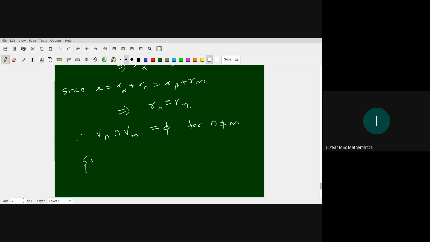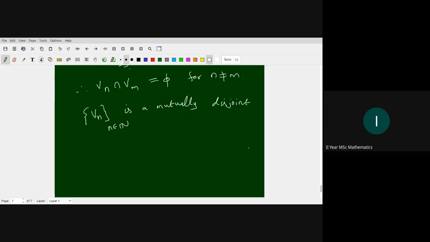Hence this Vn, n belongs to natural numbers, is a class of mutually disjoint measurable sets.